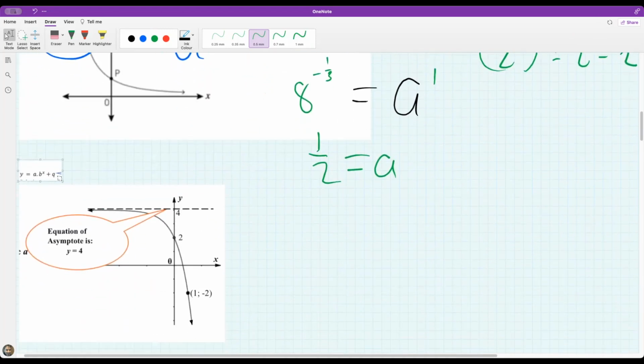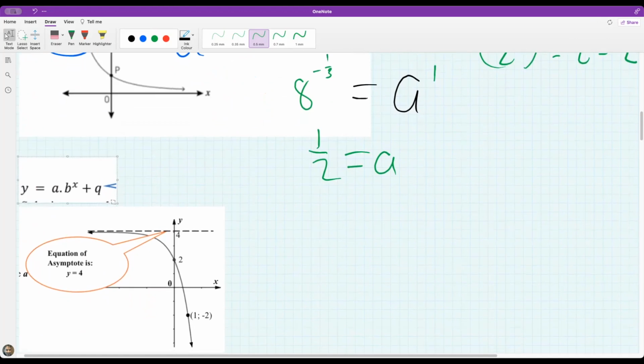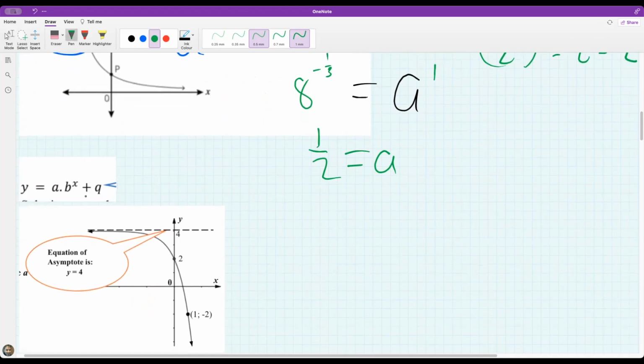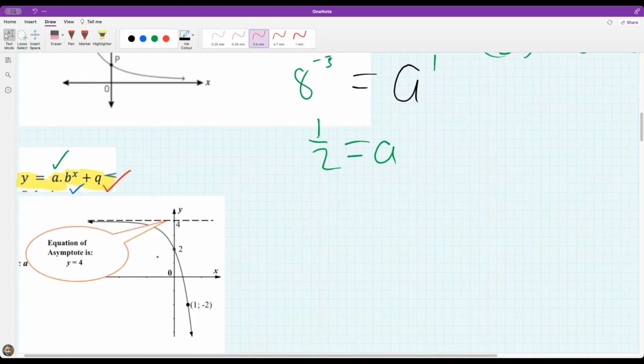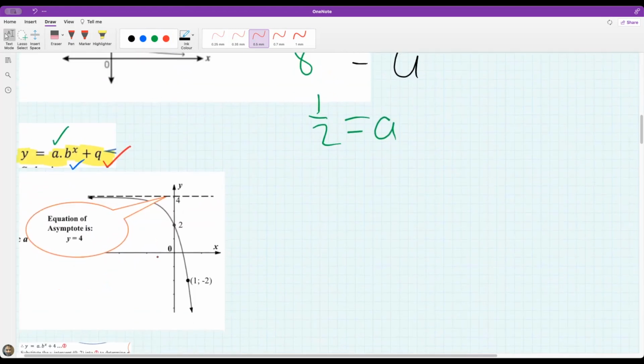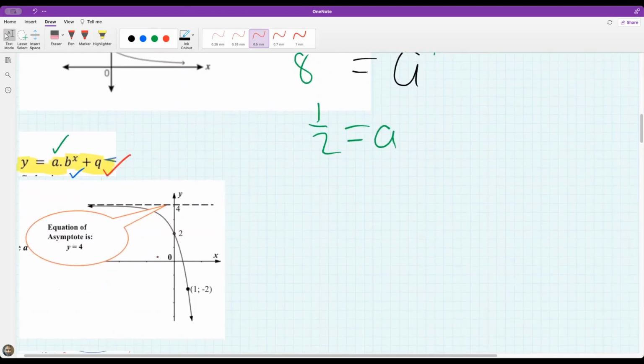Okay, next one. Let's do another one. So you are given an exponential function of the form y equals a times b to the x plus q. You have to find, obviously, the a, the b, and the q. I want you to do this by yourself, and then tell me in the chat, what is a, what is b, what is q? So it's over to you. You're going to fly solo on this one, or at least you're going to ask questions as you go.